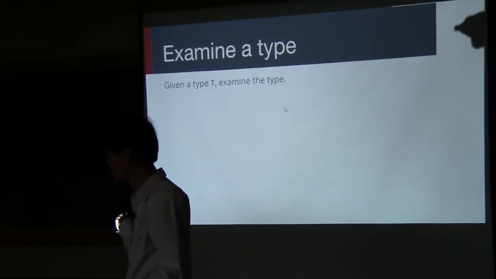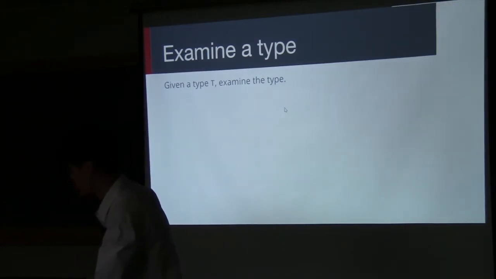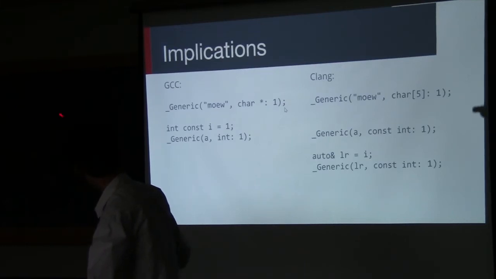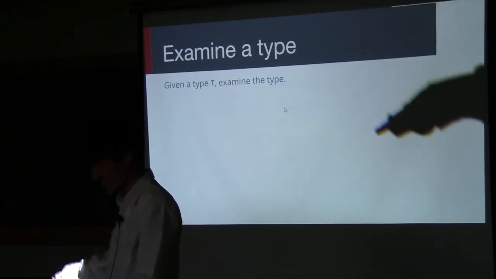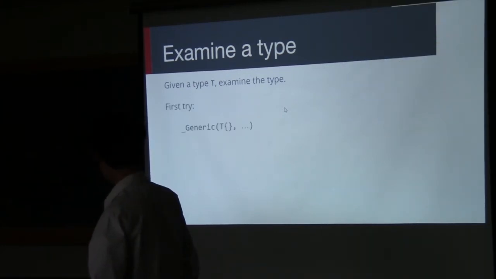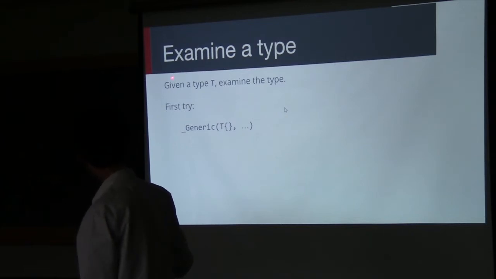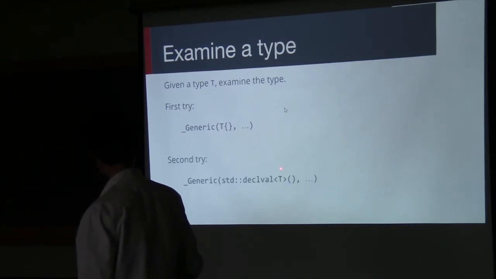Anyone? I'm not sure I understand the question. When you say, how do I examine it, what are you trying to achieve? Here, this is an expression. With this syntax, I'm examining the type of this one. But in C++, I often have a T. I don't have the expression, but I still want to filter on that. What do I do? You want to use decltype? Yes, exactly. First try: the default constructed is an unevaluated context anyway, so that works.